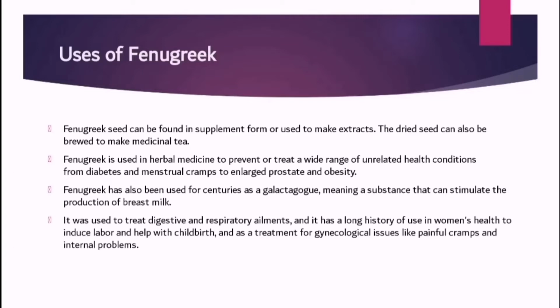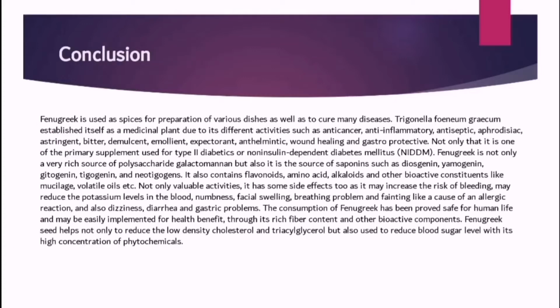Fenugreek is also used in many countries as a galactagogue, meaning a substance that can stimulate the production of breast milk. It was used to treat digestive and respiratory ailments, and it has a long history of use in women's health, to induce labor and help with childbirth, and for the treatment of gynecological issues like painful cramps and internal problems. Here we conclude the discussion behind the presentation.